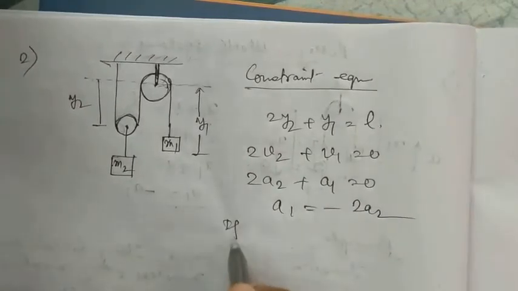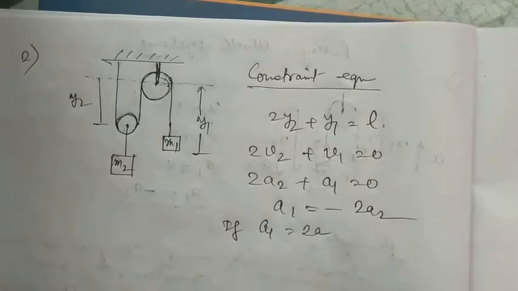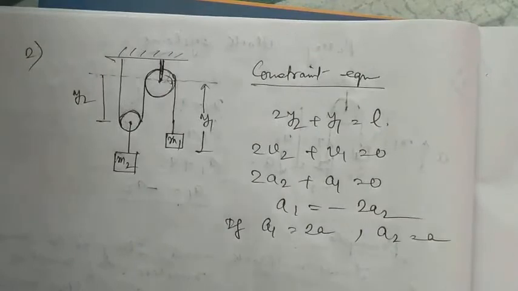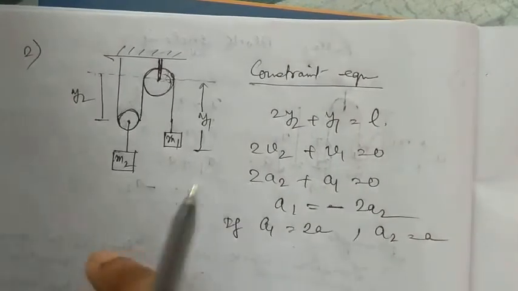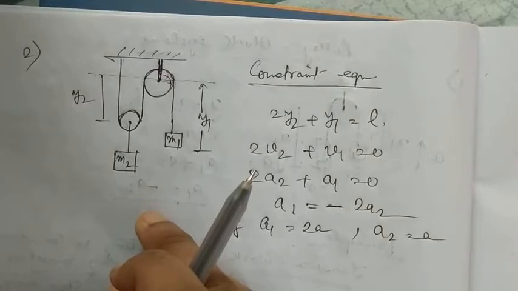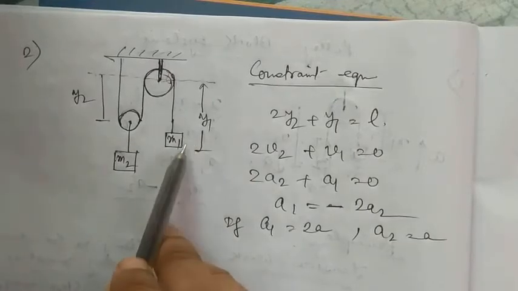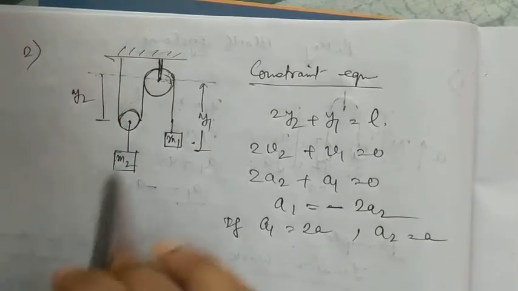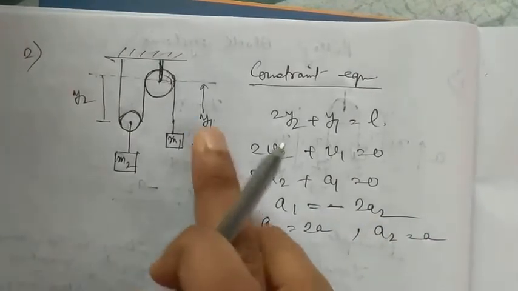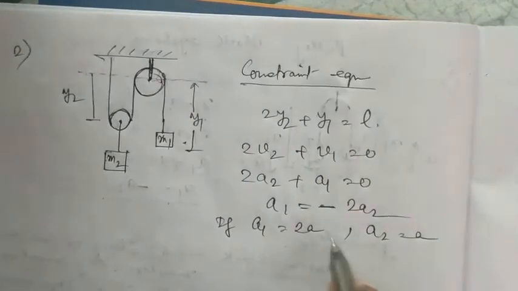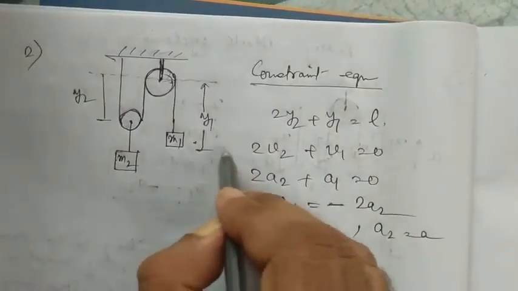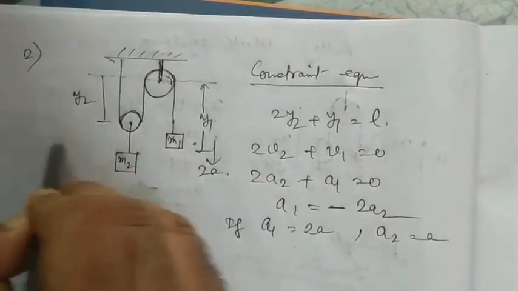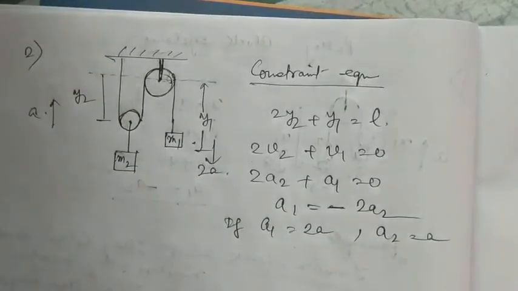Now if we take a1 is equal to 2a, that means a2 will become a. This negative sign states that the accelerations will be in the opposite direction. So if a1, or rather the acceleration in this direction, is downwards, the pulley will move up. If this pulley is moving down, we can take it to be upwards. So let a1 be moving down with an acceleration of 2a, and this pulley is moving up with an acceleration of a.